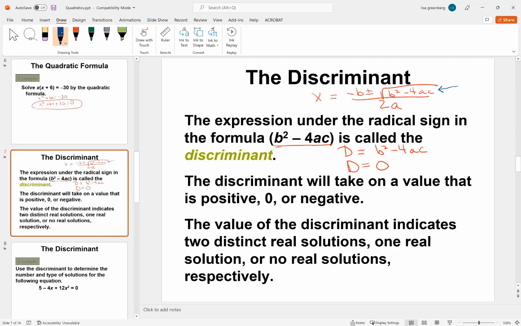Then I really have negative b plus or minus 0. I would really just have negative b over 2a. So I would have only one real solution. Now, if the discriminant is greater than 0, so now what's underneath that is greater than 0, right? So I can take the square root of that because it will be a real number as long as it's greater than 0. Can you see that I'll have two real solutions because I'll have the negative b plus whatever that is, and I'll have the negative b minus whatever that part is. So if I know b squared minus 4ac is positive, then I know I have two real solutions.